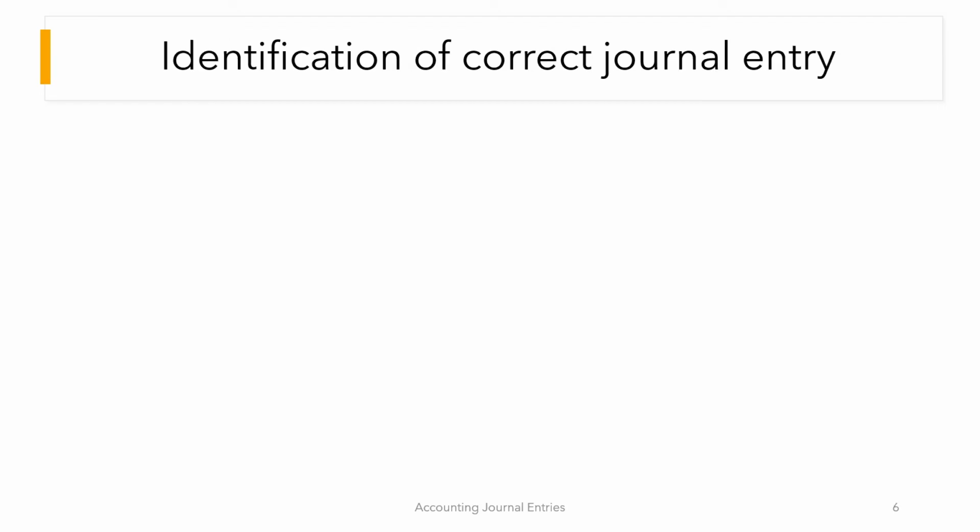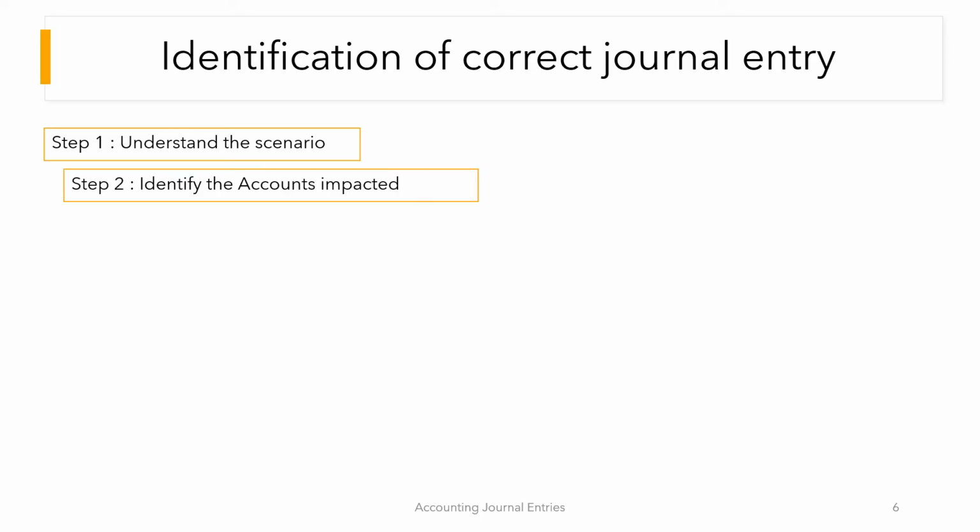So let's look at how you identify a correct journal entry for any scenario. I would recommend we follow a 4-step approach. The first step is to understand the scenario, the requirement or the event which needs to be recorded in accounting books. Step 2 is to identify the accounts impacted in the scenario. It might be 2 accounts or it might be 3 accounts or even more, right? So identify the accounts which are impacted as part of the scenario.